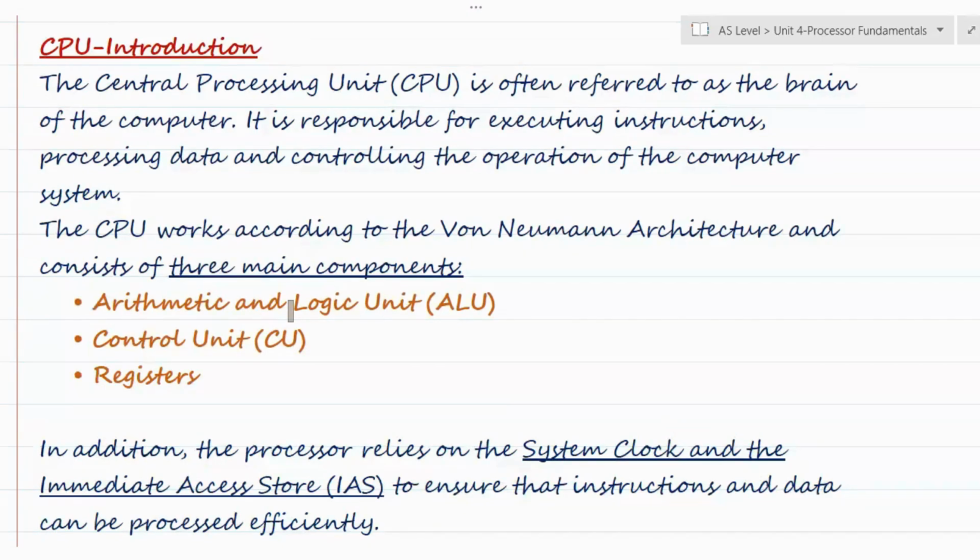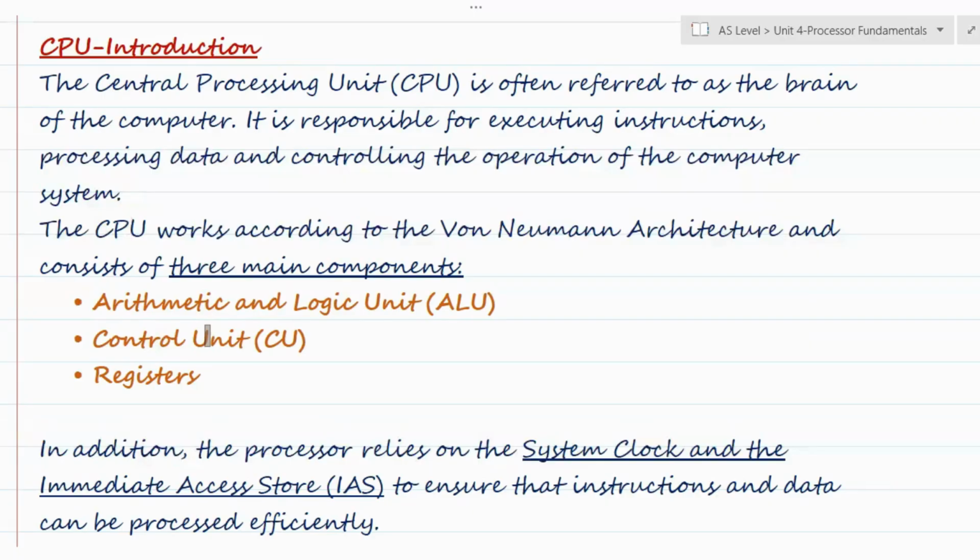First of all, the CPU. The CPU is often known as the brain of the computer. Just like your brain processes information and controls your actions, the CPU processes data and controls the operations of the computer system. Every instruction a computer executes passes through the CPU. Whether you are opening a file, playing music, editing a photograph, or browsing the internet, the CPU is involved.